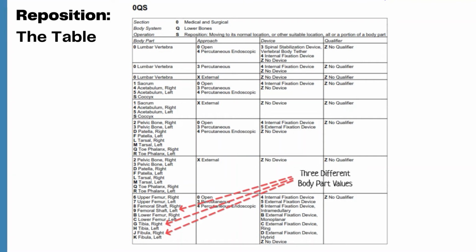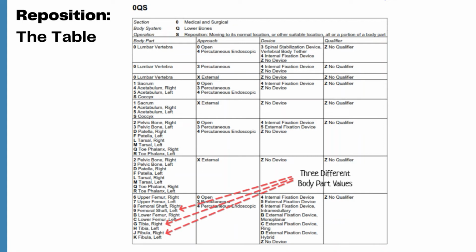So, in this case, the patient sustained fractures of three different bones. If you look at this table, each of the three bones have their own distinct body part value. So three procedure codes are required.